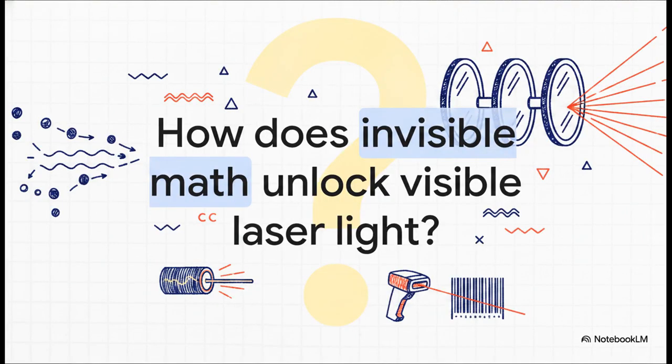Which leaves us with this final thought to ponder. We started this explainer with invisible atoms jumping between tiny energy states, and we ended up with the precise geometry of curved mirrors. How incredible is it that by understanding and manipulating the invisible quantum math of a resonator, we literally unlock the concentrated, visible light that powers our entire modern world? From the fiber optics carrying the internet you're using right now, to the scanners at your local grocery store, it is all just atoms, mirrors, and a little bit of brilliant math.